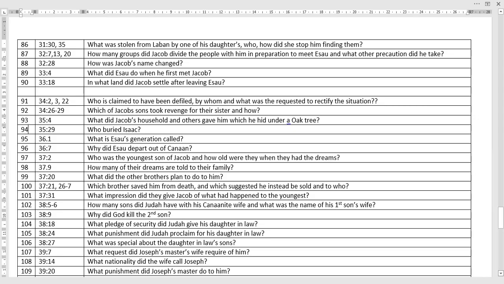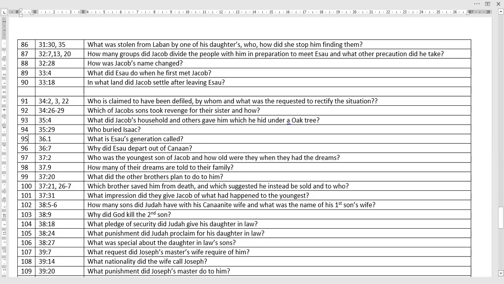Question 94. Who buried Isaac? Well, the same way Abraham was buried by his two sons, in 35:29 we see the same. It says, and Isaac gave up the ghost and died, and was gathered unto his people, being old and full of days, and his sons Esau and Jacob buried him. Next question. So basically, you see the sons, even though they may fight and go off, they still come back to do burial service.